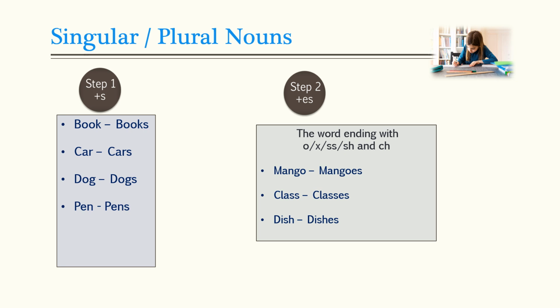Step 2. By adding es to the end of the singular noun. We use the second step for words ending with o, x, s, sh and ch.